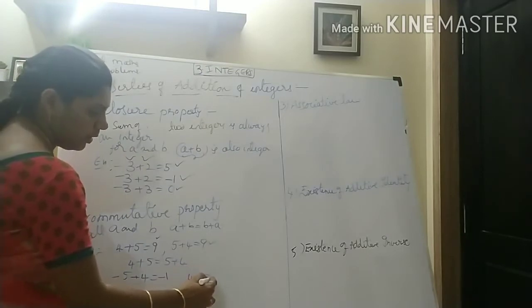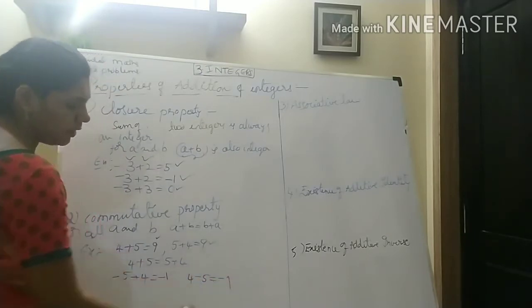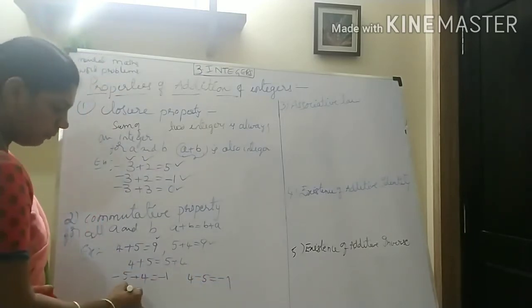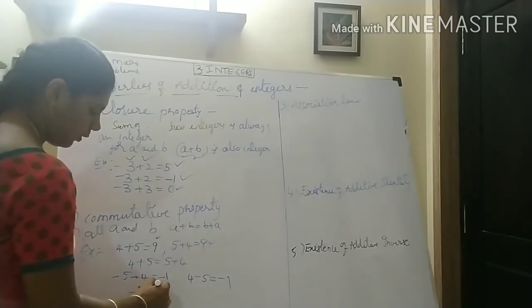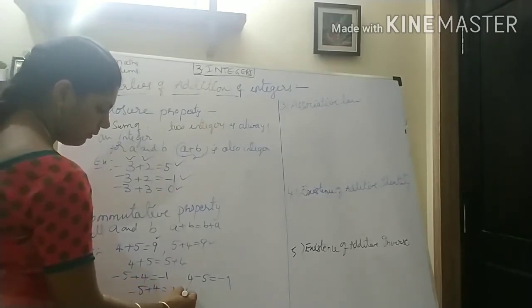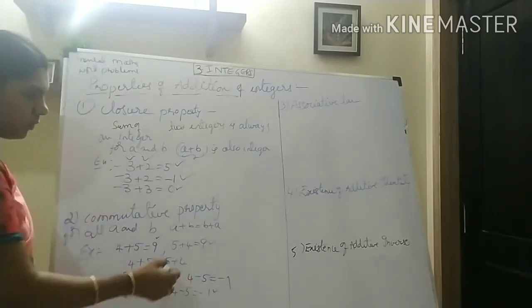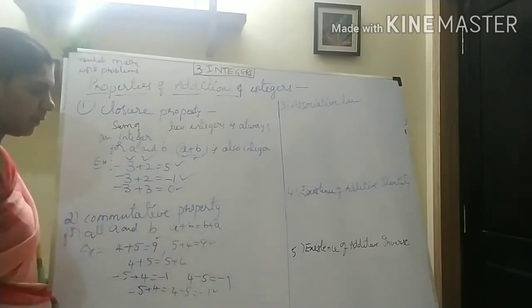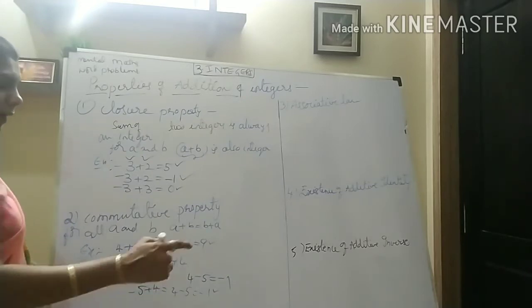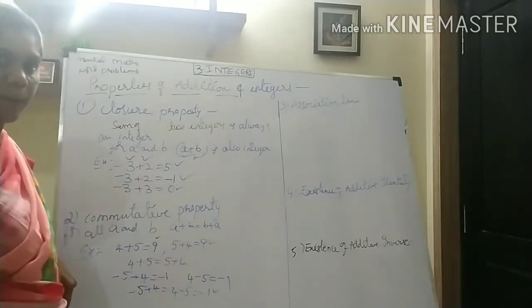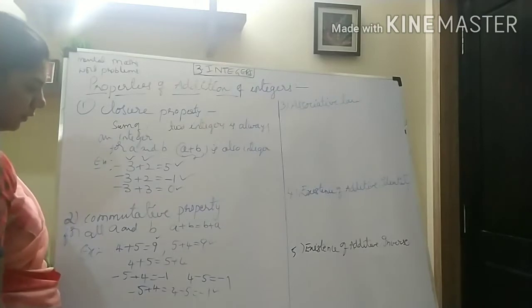4 minus 5. How much? That time also minus 1. So minus 5 plus 4 is equal to 4 minus 5, which is equal to minus 1. This time also it is satisfied: A plus B equal to B plus A. And again we are getting an integer only. Understood? Like that we have to do.